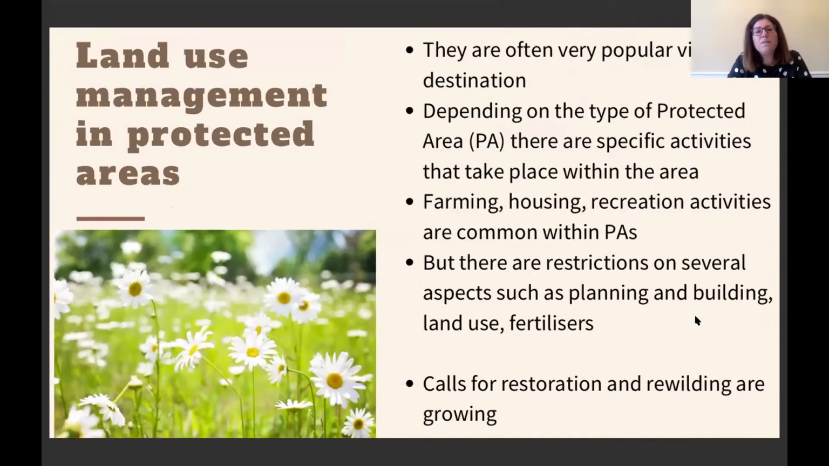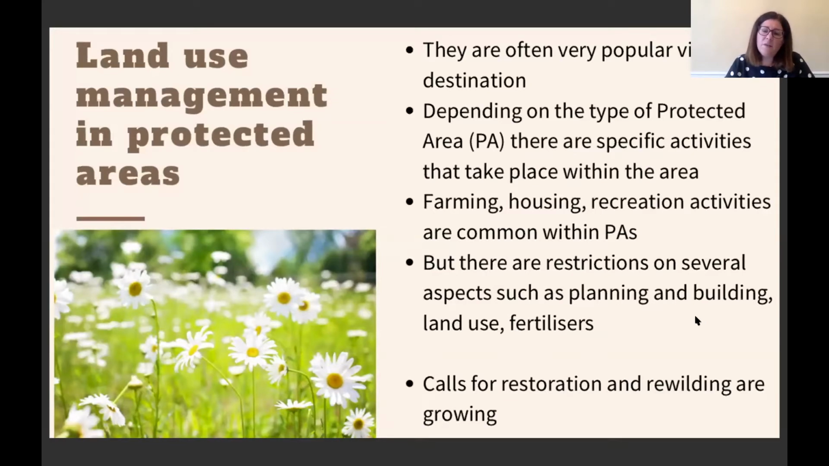So what is the tricky part about protected areas? Because as an idea, they sound quite nice. We protect nature, people can come and visit. There are a lot of conflicting interests within them, and they are very popular with visitors. So a lot of us might live next to a protected area, a nature reserve, for example, and go there every day, or go for a short break to one of the national parks. So they're very popular visitor destinations.